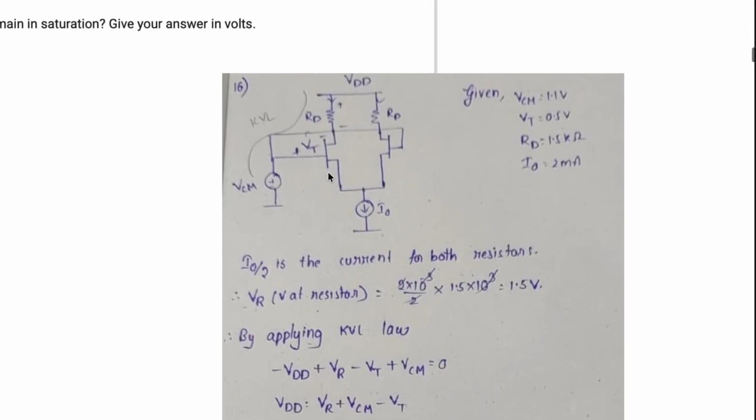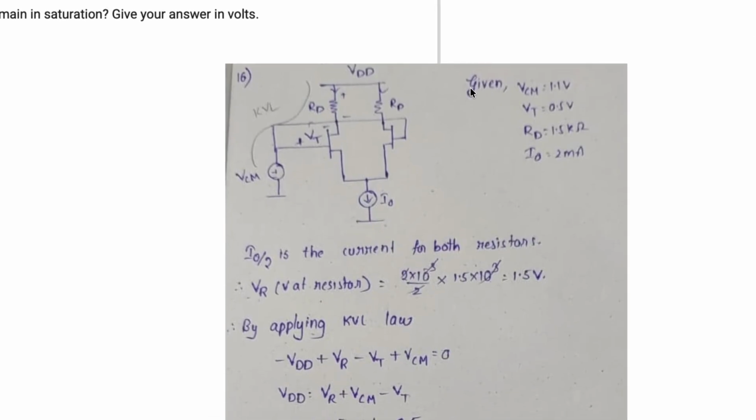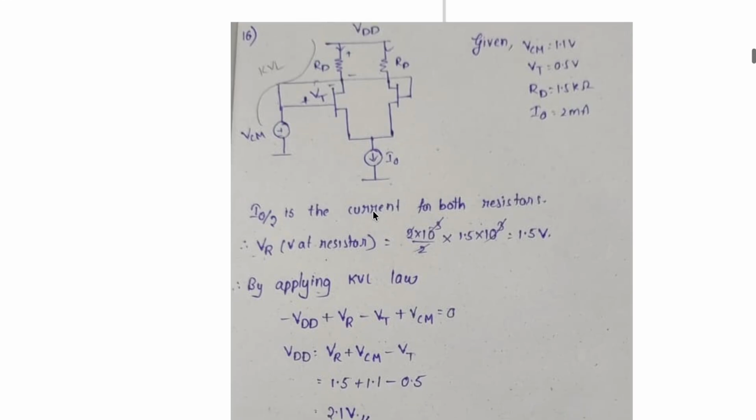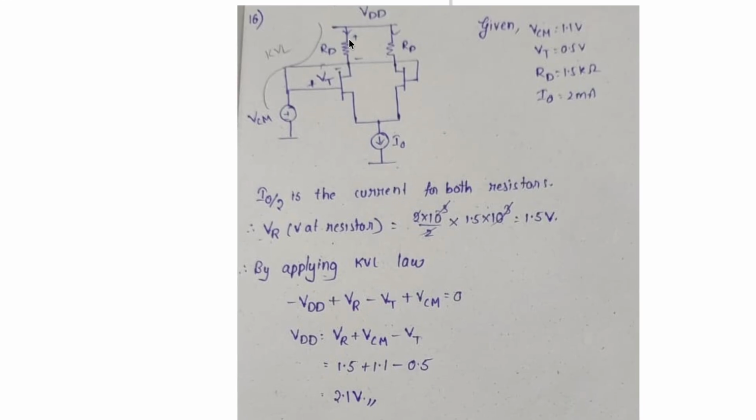Write the given information on one side. VCM is 1.1 volts, VT is 0.5 volts, RD is 1.5 kilo ohms and I0 is 2 milliamperes. Here I0 is going out, so here will be the incoming. I0 can be divided into two equal parts, because here and here is the same resistance. So I0 by 2 is the current for both the resistors. By knowing the current value and the resistance value, we can find the voltage drop across this resistor. By calculating it, we get VR as 1.5 volts.